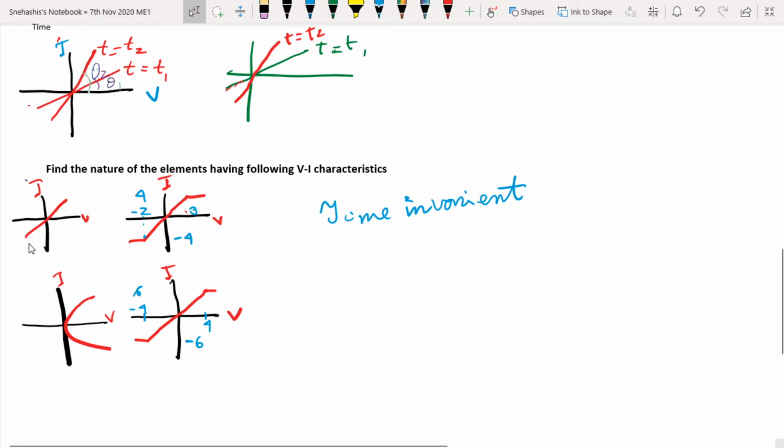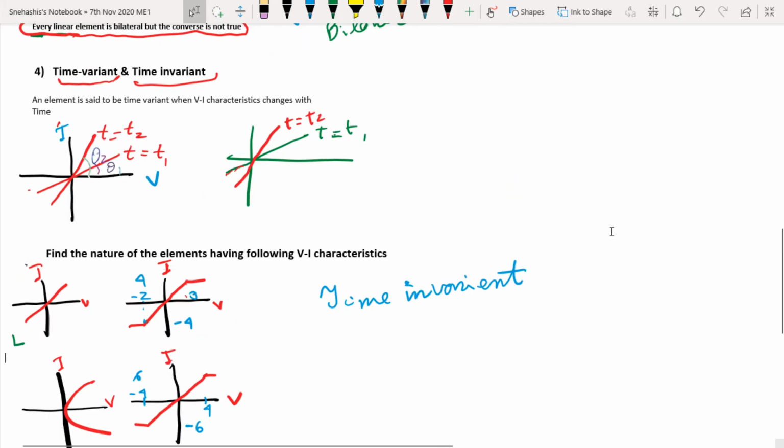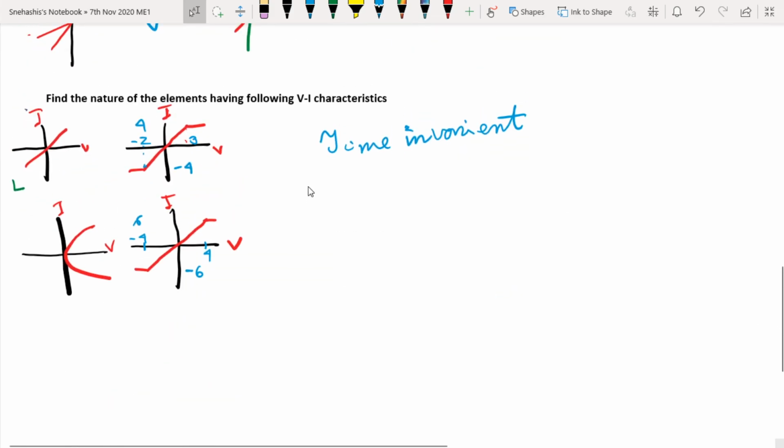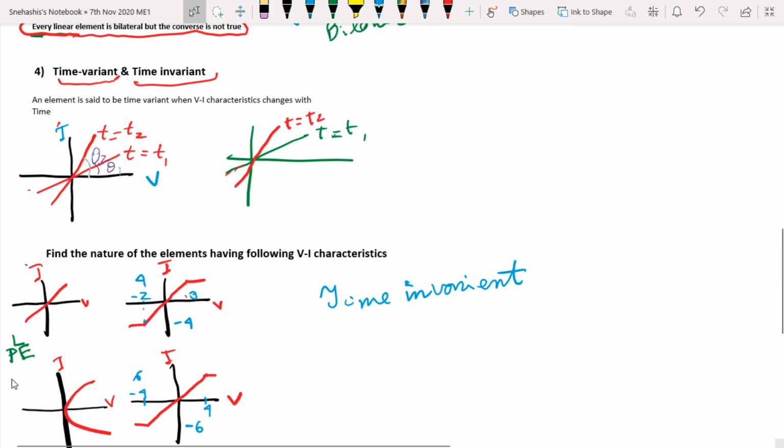In diagram number 1, you can see the slope is positive, a straight line throughout and passing through the origin. So it is a linear element. It covers the first and third quadrants, so it is a passive element, and its slope does not change its magnitude throughout. So it is a bilateral element. Clear?